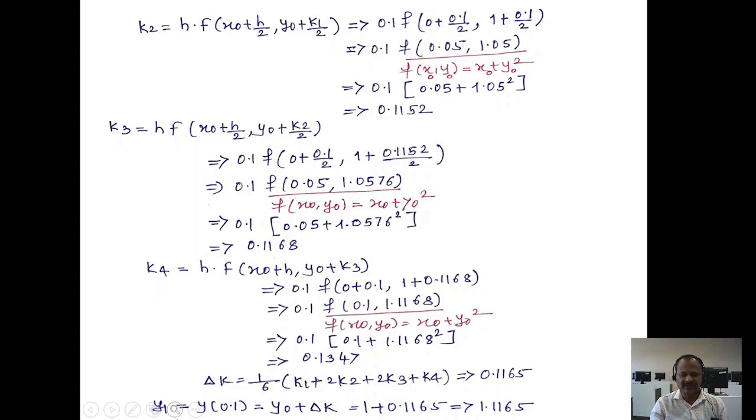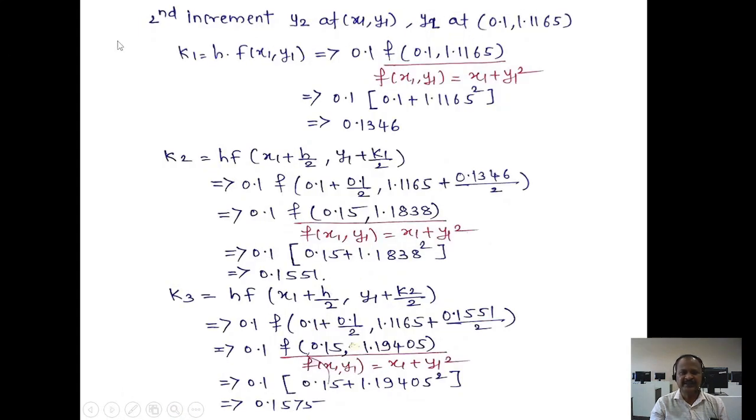Now we have to find the y1. So y1 at point 1, the formula is y0 plus delta k. Y0 is 1 and delta k is 0.1165. So the final answer is 1.1165. This is the value of y1 at point 1.